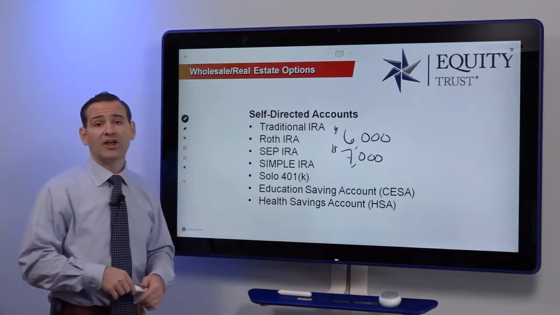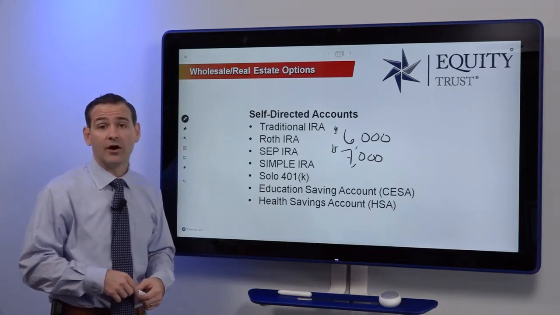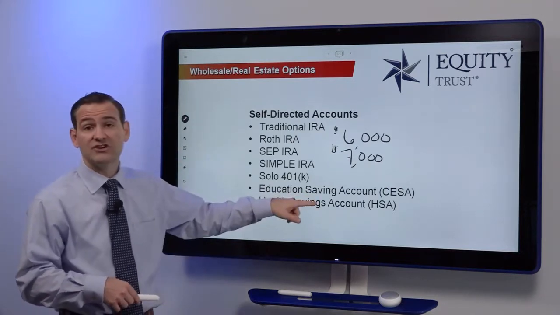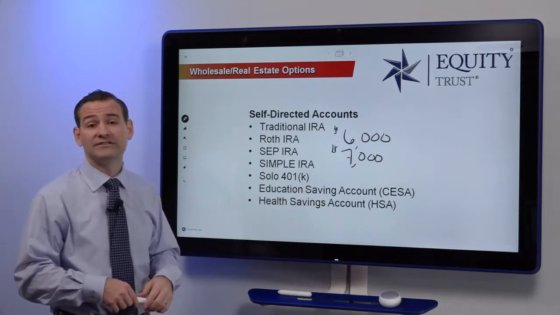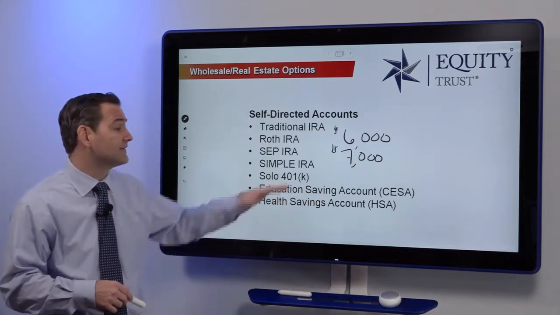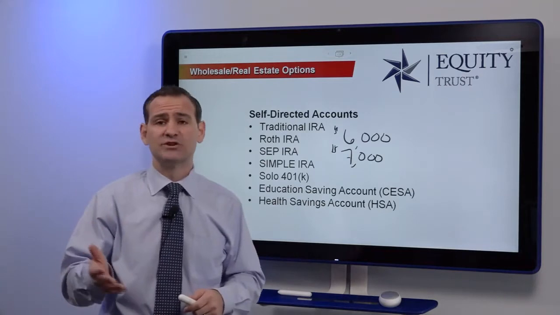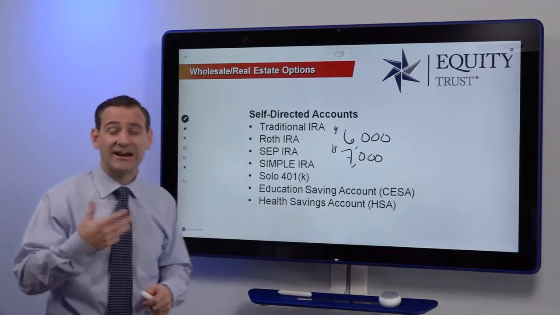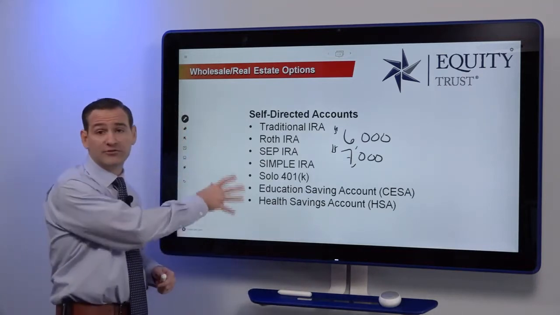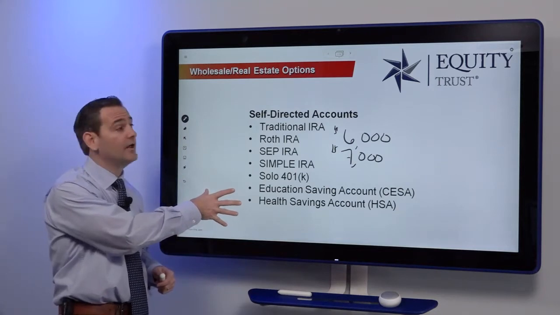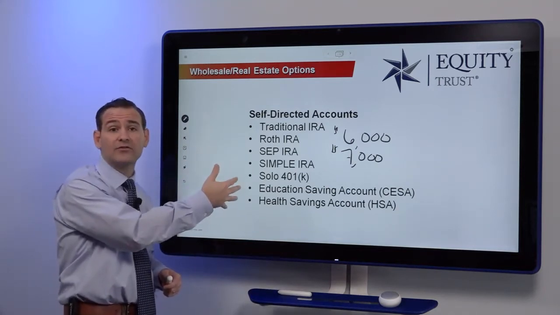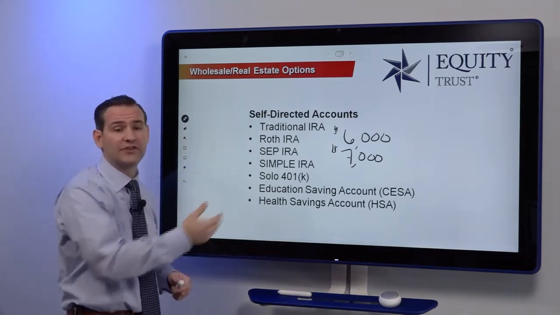There's also a couple other accounts that are important to mention: the Coverdell Education Savings Account and Health Savings Account. So for those of you that are looking to save for your children's college tuition or K through 12 education in a tax-free capacity, you can only put so much money into those accounts in 1 year, but you can grow it in a significant way through wholesaling or real estate options.